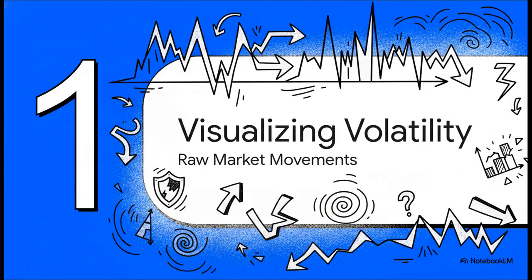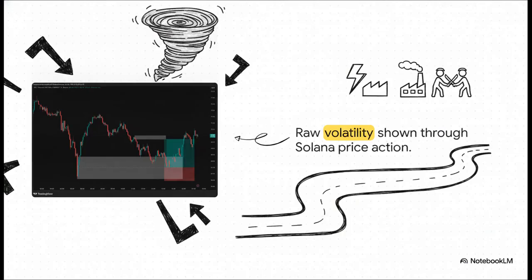All right, Section 1, Visualizing Market Volatility. Let's take a look at the raw reality of unpredictable market movements. Okay, so what we're looking at here is a Solana price chart. And yeah, it's full of these super sharp drops and aggressive climbs. Honestly, it looks completely chaotic, right? But it perfectly mirrors the volatile environments that you navigate every single day.